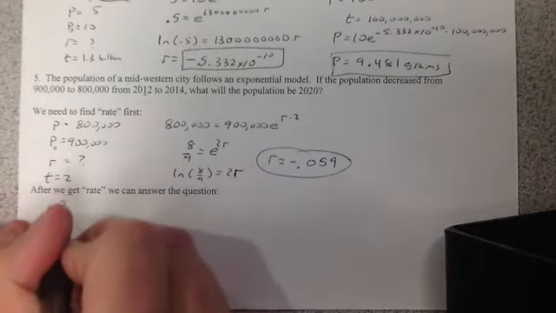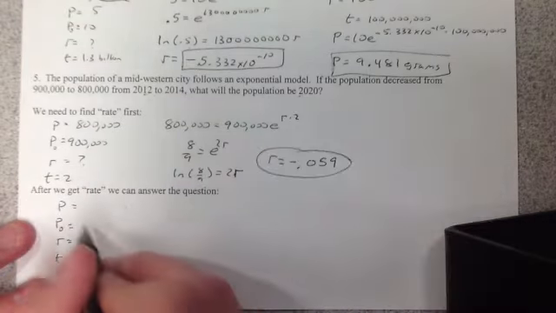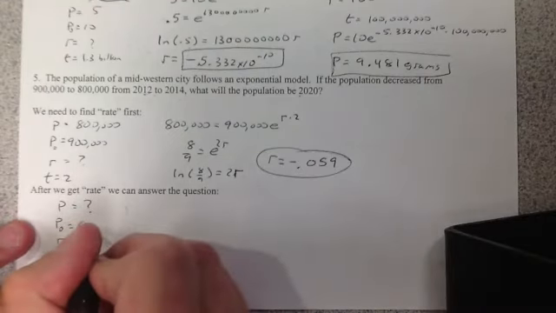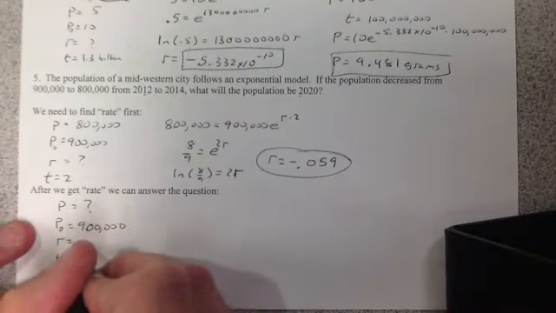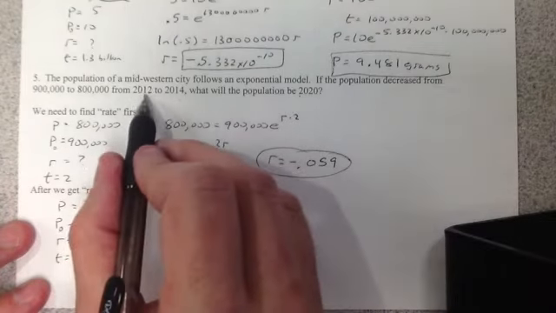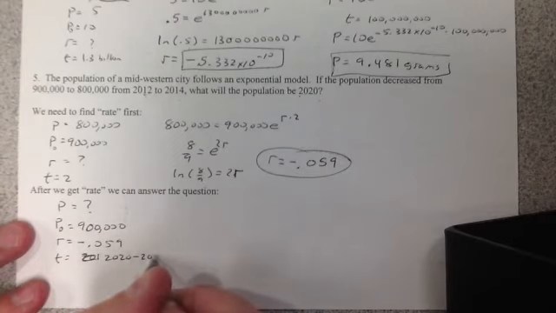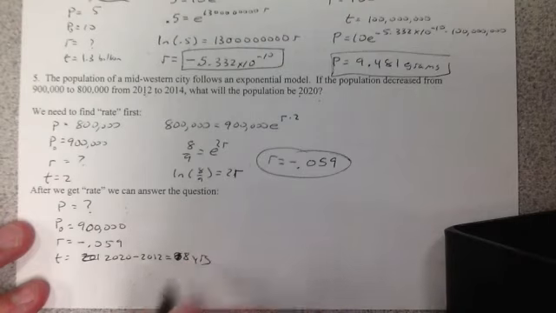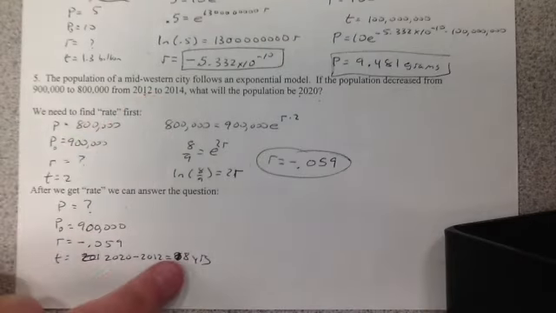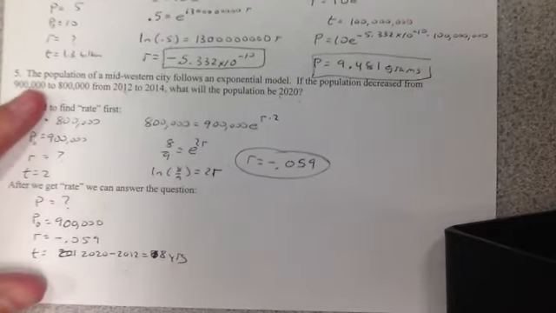Once you get your rate, now you can answer the question. P, P naught, r, t. What will the population be in 2020? I'm looking for the population, given the initial population of 900,000, r, negative 0.059, and t. We know I'm starting in 2012. I'm ending in 2020. That's 8 years. Don't start in 2014. We're starting in 2012. Okay? So in 8 years, what's the population?